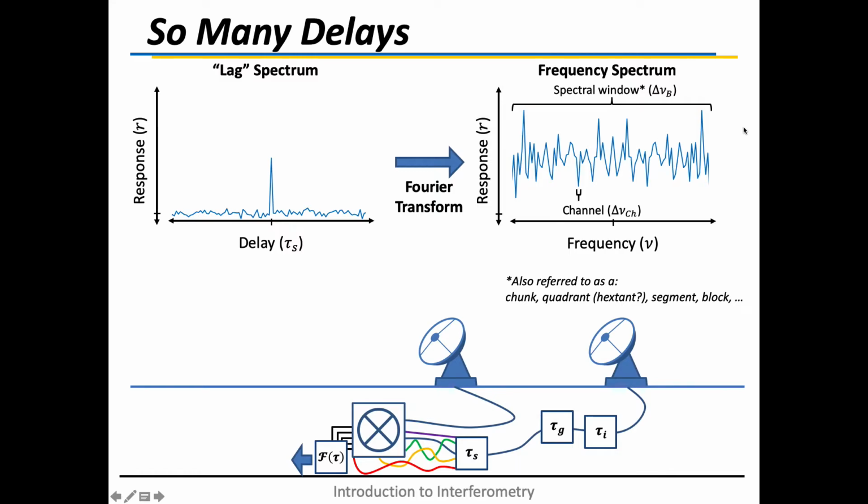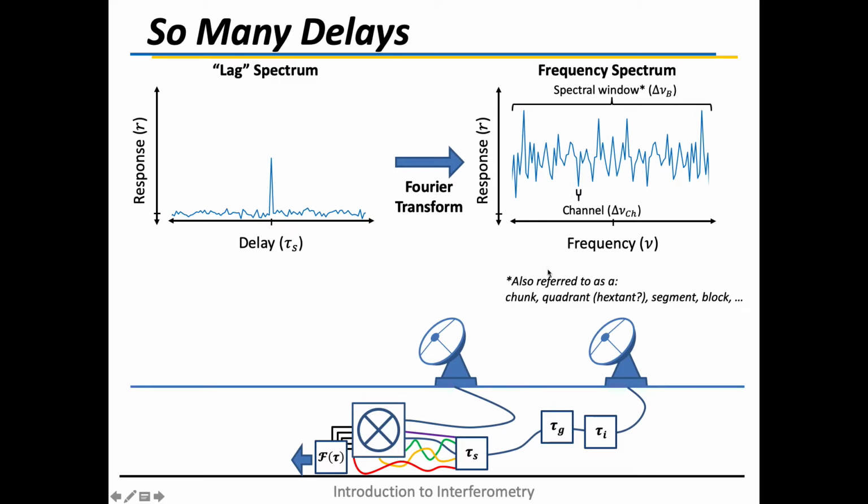We used to call them quadrants when we had 4 of these windows altogether. Now we've actually got 6 chunks, so we sometimes call them hextants, sometimes call them segments or blocks. Lots of different names for basically the set of all these different frequencies, the whole frequency block. The individual points we typically call a channel. So we have lots and lots of frequency channels inside of a spectral window.